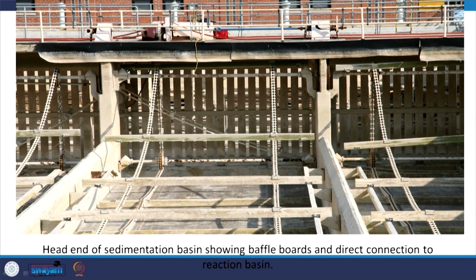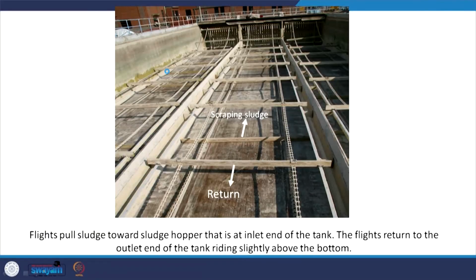So again, baffle walls. Again, not a great design here. Head end of sedimentation basin showing the baffle boards, and then you can see these scrapes or such. You see the chain, so it's going to rotate in this direction, come down, and scrape it like this. Or depending on where they have their collection, it can be the other way too. So that's one aspect.